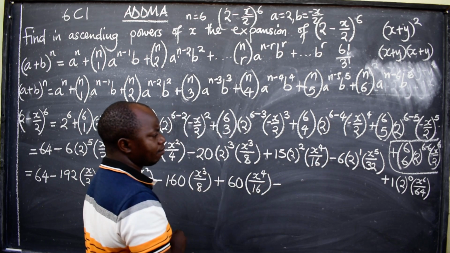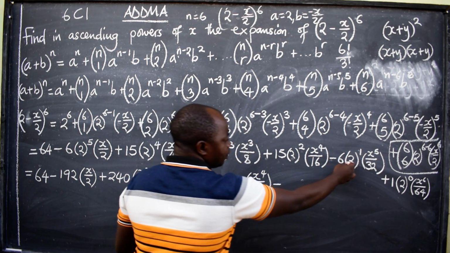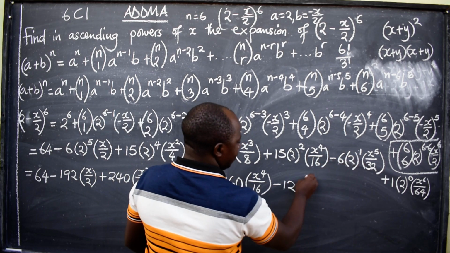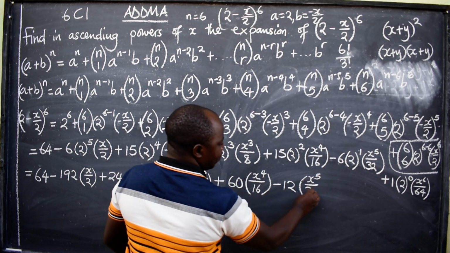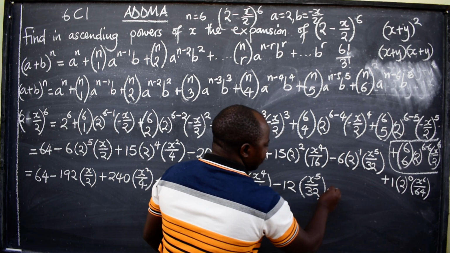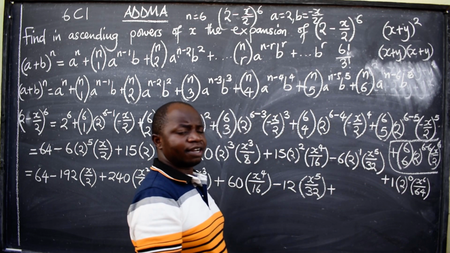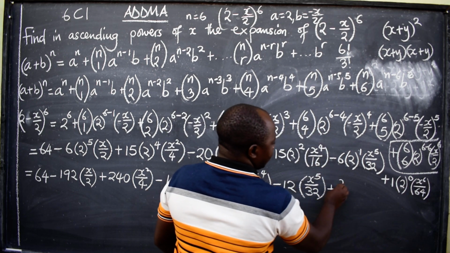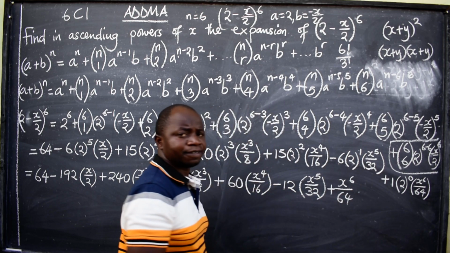Minus. Here it will be 2 to the power 1, that will still be 2, times 6, it will be 12. So 12 here. Then we have x to the power 5 over 32. Like this. The last term is here, plus any number raised to the power 0 is 1. 1 times 1 is 1. So I'll just remain with x to the power 6 over 64 at the end.